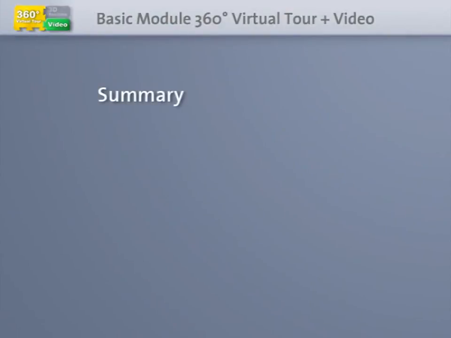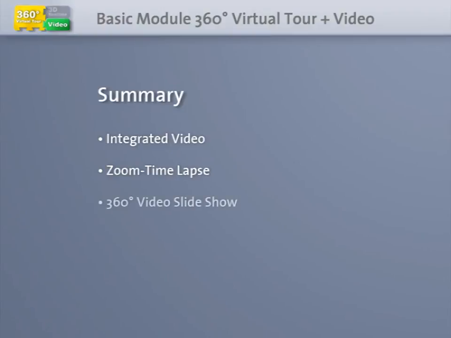Summary. Integrated video joins together movement and process visualization in your infotainment application. With our Zoom time-lapse feature, you focus on essential key elements of your event. The effect of a 360-degree video slideshow is amazing, a revolutionary kind of time-lapse.